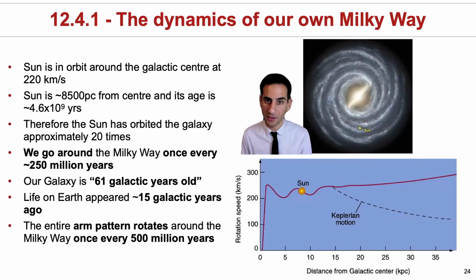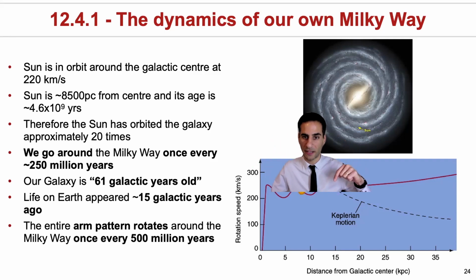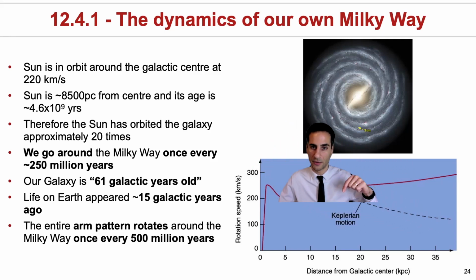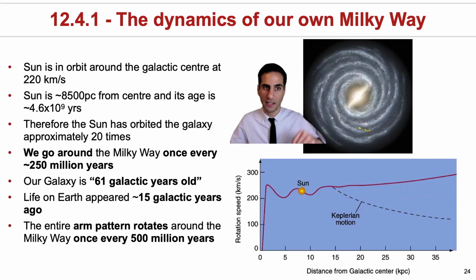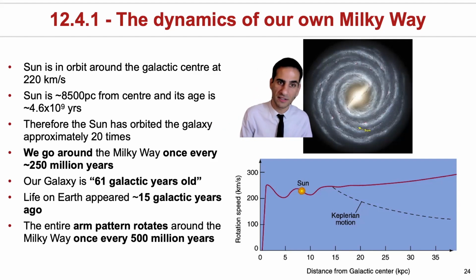Soon after, we realized that our Milky Way is also no exception, and the Milky Way also shows a relatively flat rotation curve. We would expect it to go down like here if it was Keplerian, but it actually does not. And we know that the sun is orbiting around the galactic center at something like 220 kilometers per second. What these observations of our own galaxy allow us to understand is that, because of the distance the sun is from the center and its age, the sun actually went around the center of the galaxy approximately 20 times. And also that we go around the galaxy once every 250 million years.